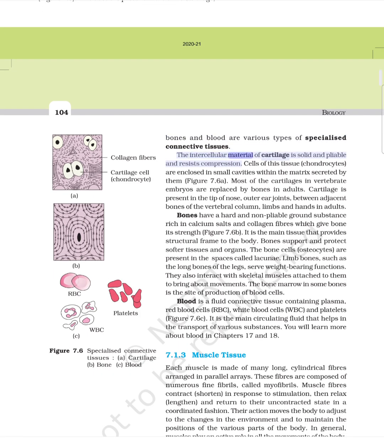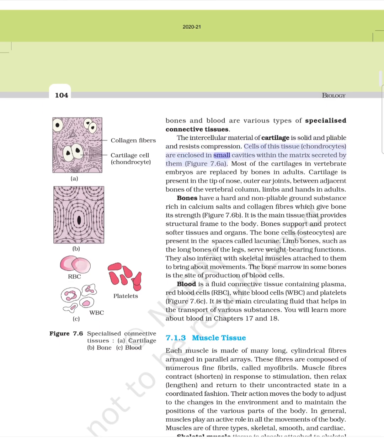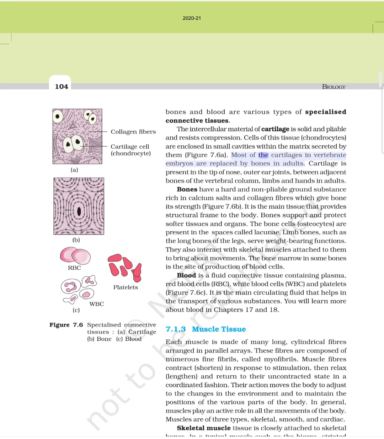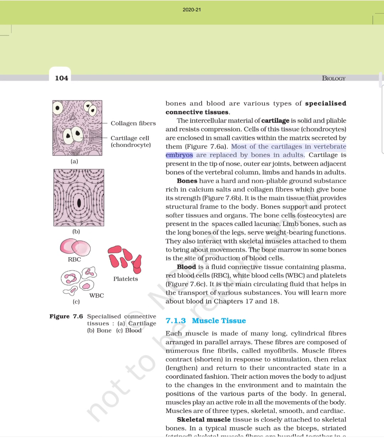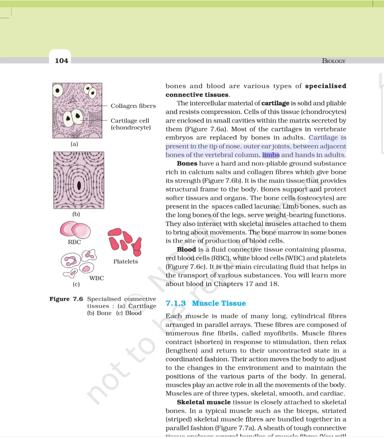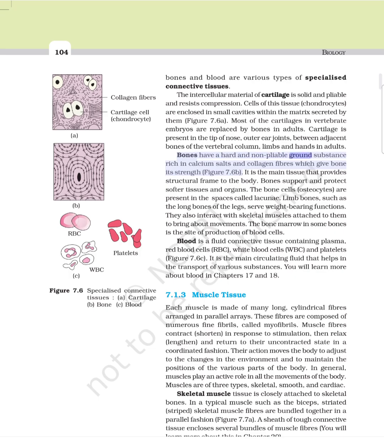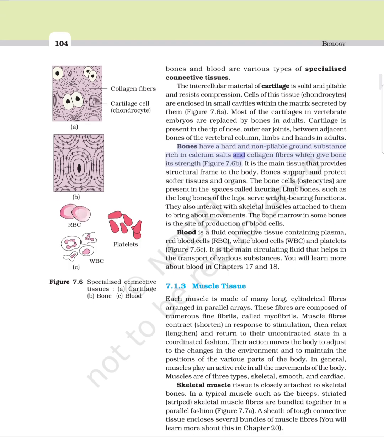The intercellular material of cartilage is solid and pliable and resists compression. Cells of this tissue are enclosed in small cavities within the matrix secreted by them. Most of the cartilages in vertebrate embryos are replaced by bones in adults. Cartilage is present in the tip of the nose, outer ear joints, between adjacent bones of the vertebral column, limbs, and hands in adults.